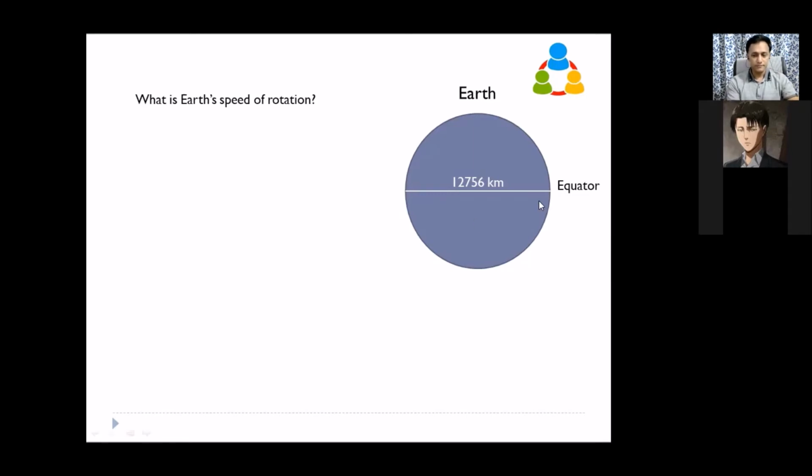Repeat. 2 pi d by 24. What is d here? 12,756, the diameter. It is pi d, not 2 pi d; it is 2 pi r. Circumference is pi into d.